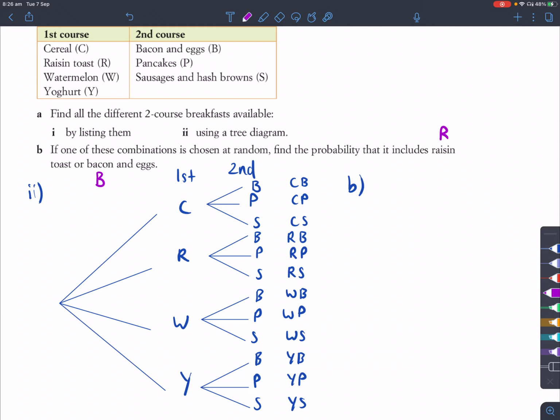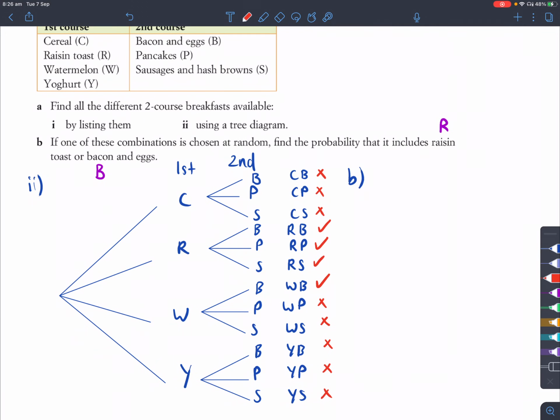So let's have a look at which one includes R or B. So the first one doesn't. I'm just going to put a cross next to that. We don't want that. Nope. Nope. Okay, we got R and B here. We got R there, R there. We got B here. We don't include this, we don't include this, and we don't include any of these ones. So how many do we have now all together? We've got 4 of them.